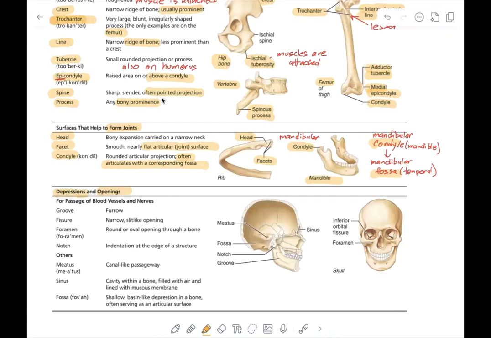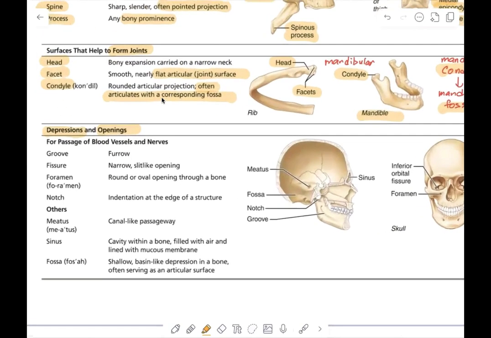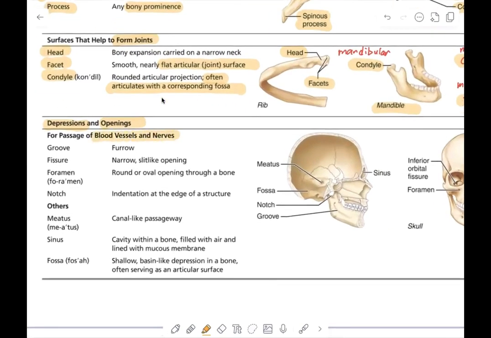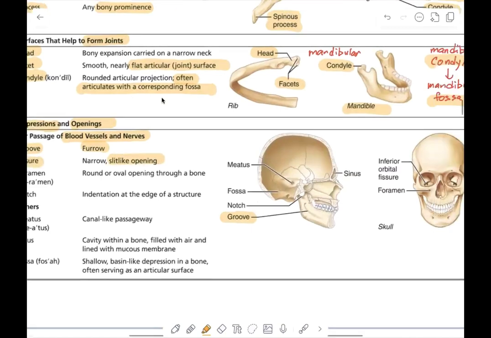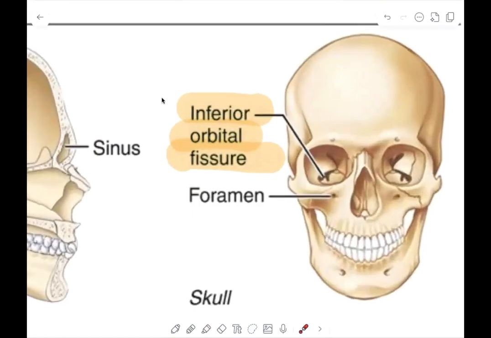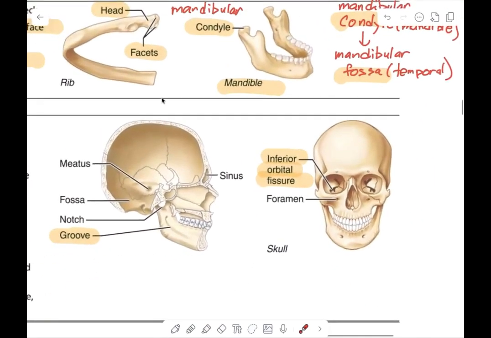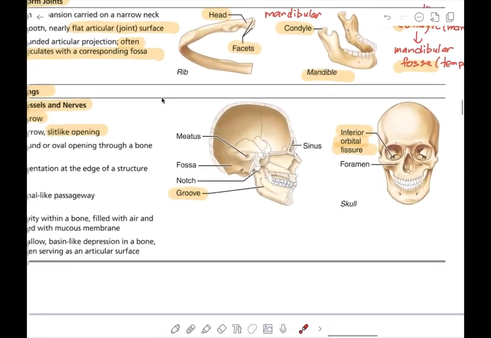The last group of bone attachments are depressions or openings for blood vessels and nerves. So the first is a groove, which is a furrow. You can see a groove here on the mandible. Then there is a fissure, which is a slit-like opening. And this is called the inferior orbital fissure. It's a slit-like opening, which is actually found in the very posterior region of the orbital socket.